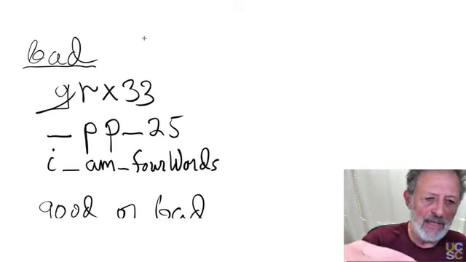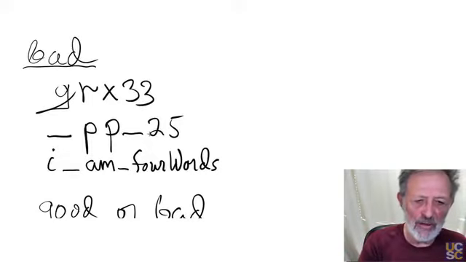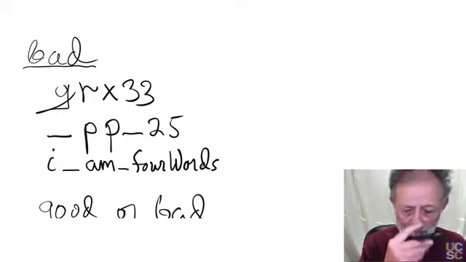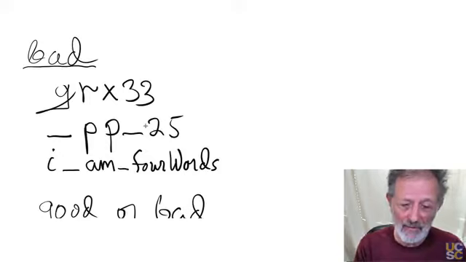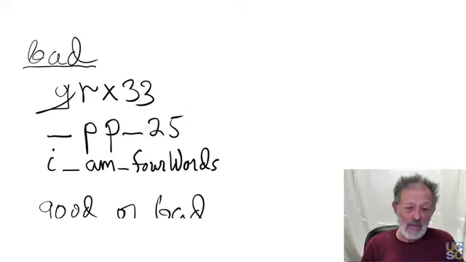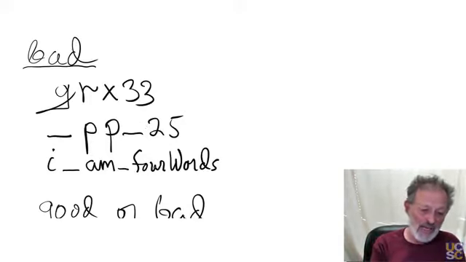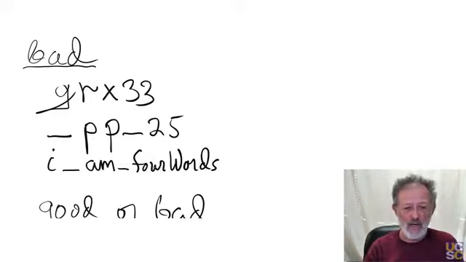Here are some things that might be bad choices. GRX33 underbar PP underbar 25, I underbar am underbar 4 words. Well, GRX33 and this underbar PP stuff, we have no concept of what they might be. So they're not going to be readable. They're not going to provide some kind of documentation. I am 4 words makes sense, but we've mixed 2 conventions. So that sort of would, in a way, take away from the goodness of I am 4 words.